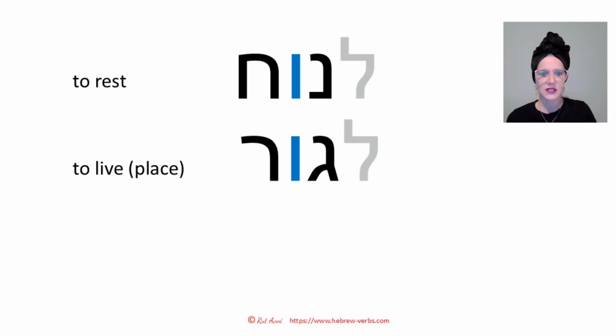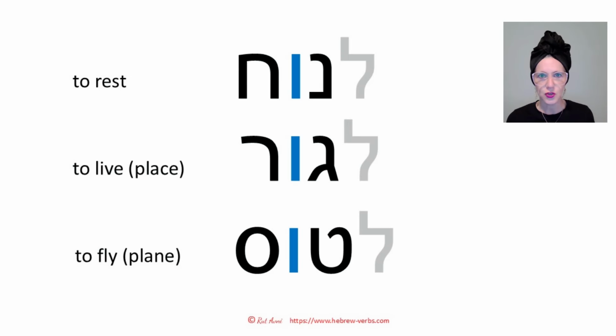Another one is, for example, to fly by plane, not a bird, right? That is right, latus. And as you see here, you even know how to pronounce it without nikud because you understood the pattern, right?